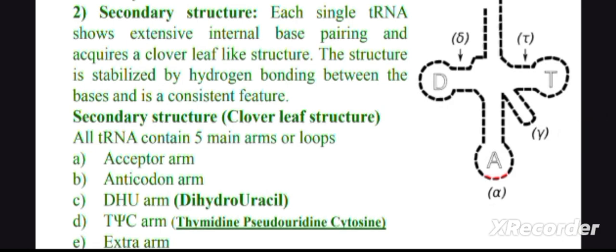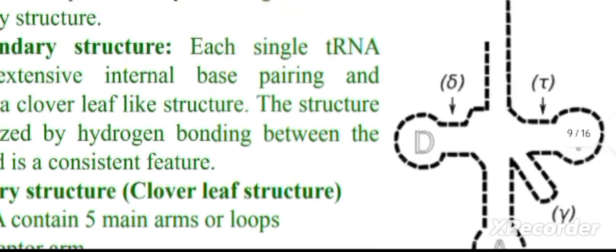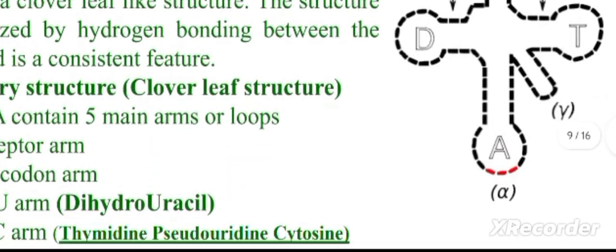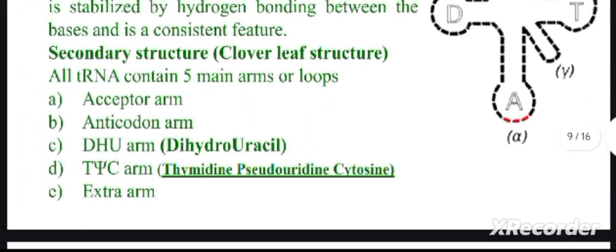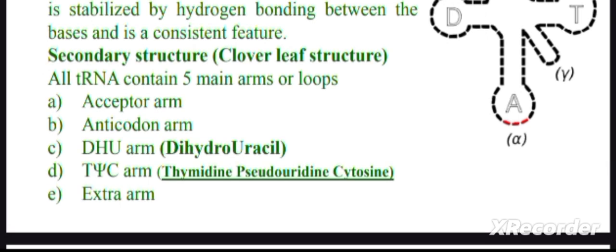Here you see the different arms and different loops. So here the secondary structure is called the clover leaf structure. All tRNA contains five main arms or loops. That is, one acceptor arm, which you see here. After the acceptor arm, you see the anticodon arm, and you see the DHU arm, that is dihydrouracil.